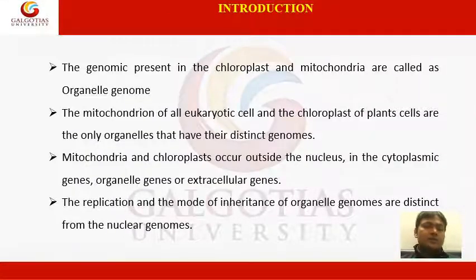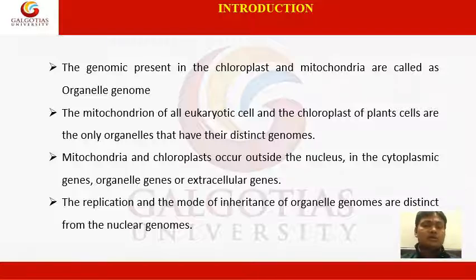The genomes present in the chloroplast and the mitochondria are called the organelle genomes. The mitochondria of all the eukaryotic cells and the chloroplast of the plant cells are the only organelles that have different types of genomes. That's why we call them the organelle genomes.